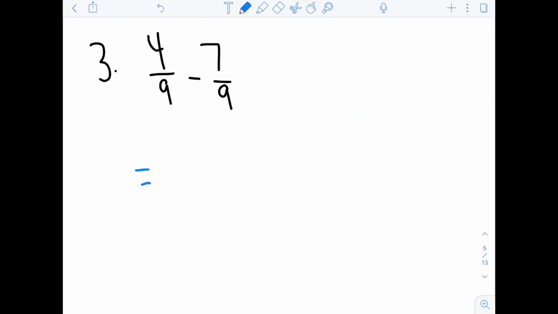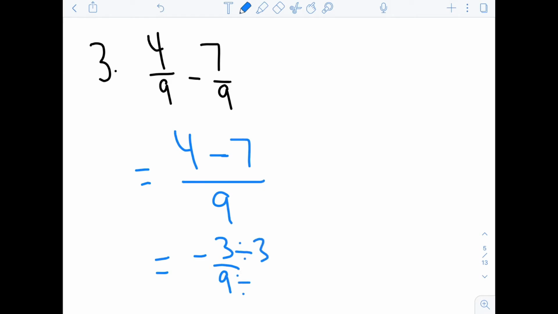For this one, we're going to subtract the numerators. And if you know your operations with integers, you know that 4 minus 7 is -3. So -3 over 9. And 3 and 9 are both divisible by 3. So to simplify that, it's going to equal -1/3.